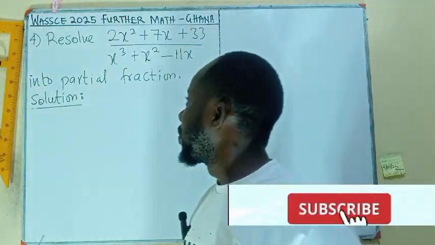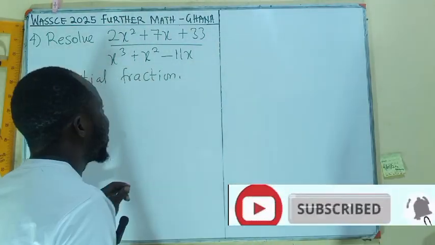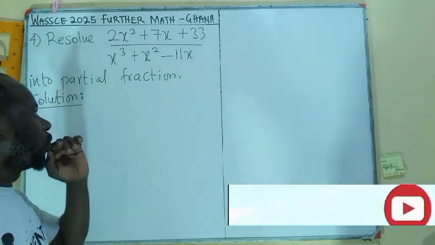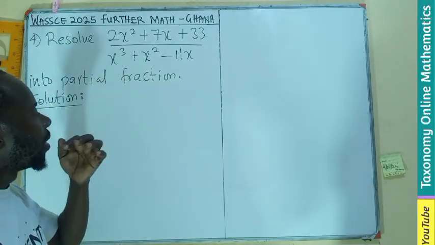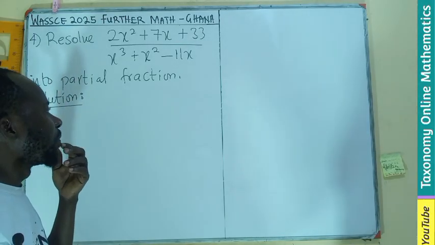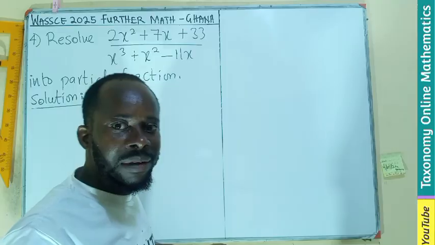We are to resolve (2x² + 7x + 33) divided by (x³ + x² − 11x) into partial fractions.